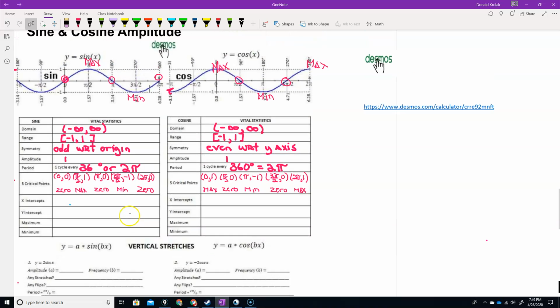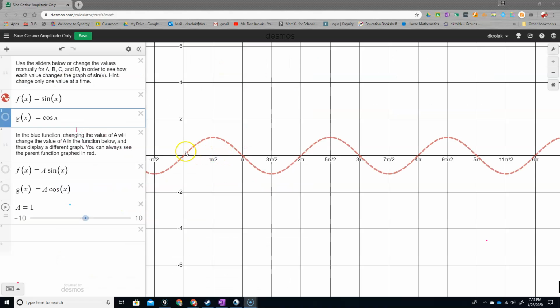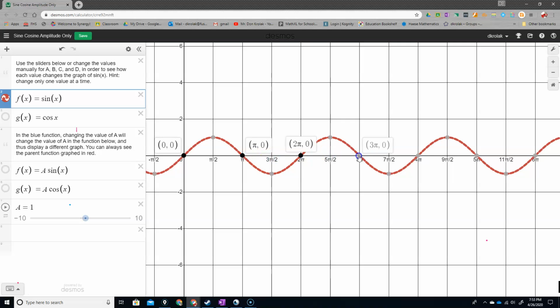All right, the x-intercepts. So here's a sine and a cosine graph on Desmos that I provided you a link on. Right now I've got sine graphs. If I want to look at what the x-intercepts are, I've got 0, pi, 2 pi, 3 pi, 4 pi, 5 pi. You see a pattern.